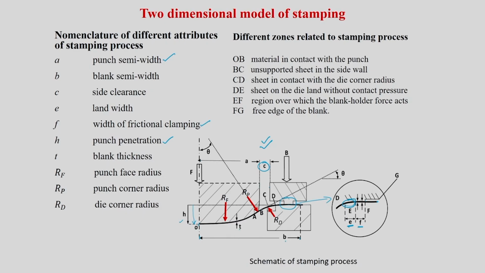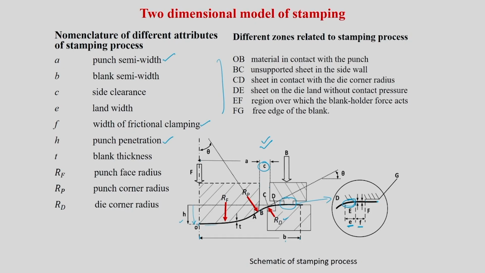At any location you can pick up T, and there are three radii: RF, RP, and RD. RD is the die corner radius, RP is the punch corner radius, and RF we are going to call the face radius. There is a small radius given to the punch, so it is a little shallow in nature. That is RF.